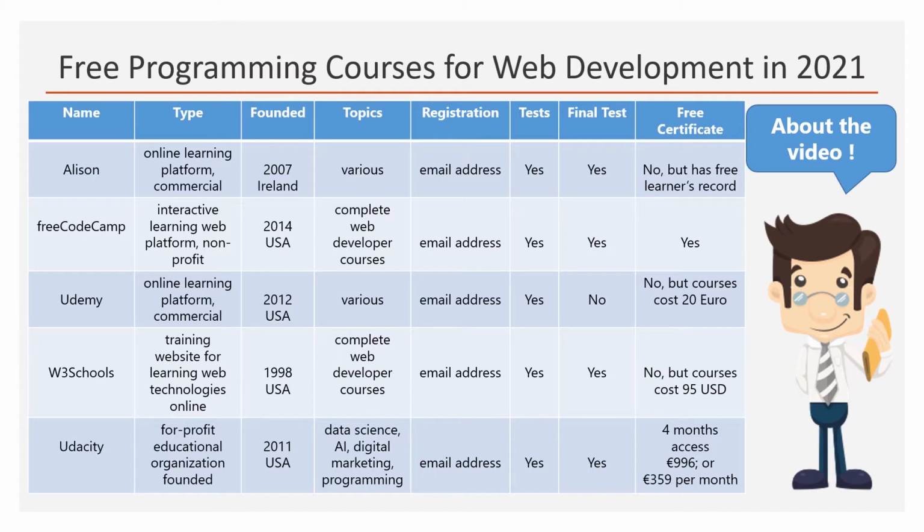About these five platforms: Alison is an online learning platform. It has free courses. The learner's record is free, so it's actually a list. I'll show how it looks. It's a list of the courses you completed with your name and your picture on the top, and it's basically as good as a certificate. So it has multiple courses, various subjects. You can do business, IT courses, programming courses, whatever there is, and it's been around for more than 10 years now.